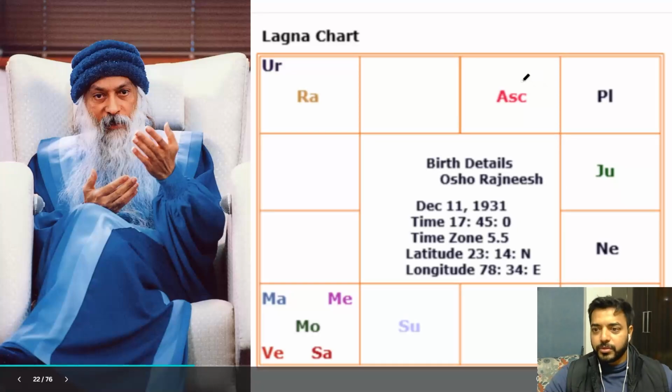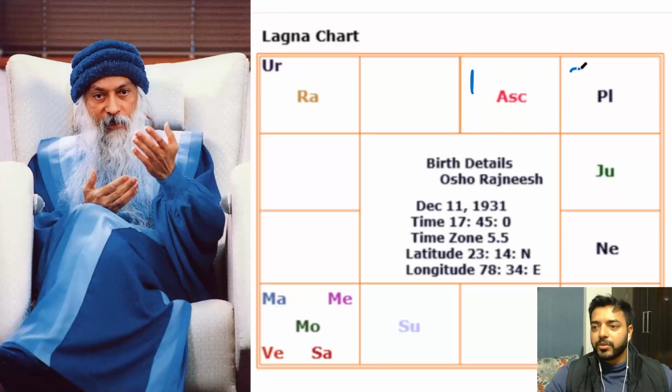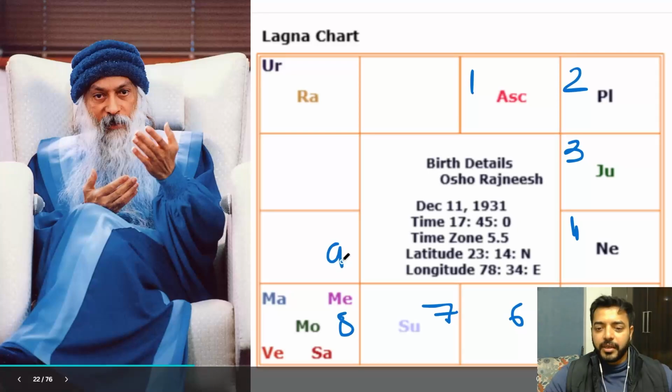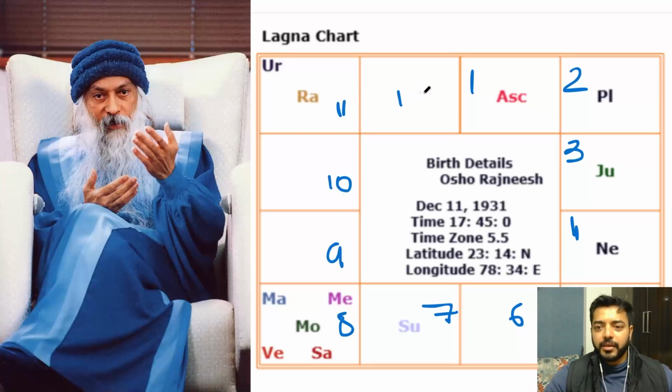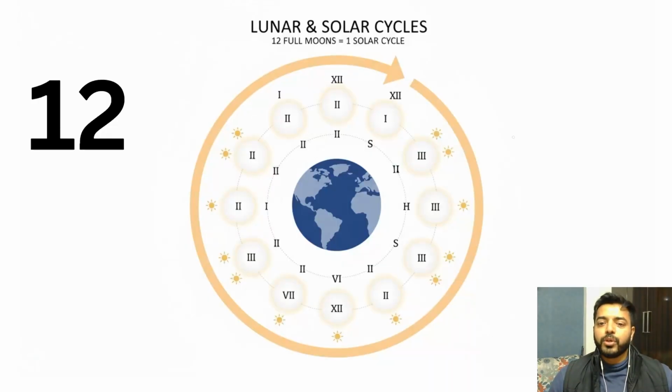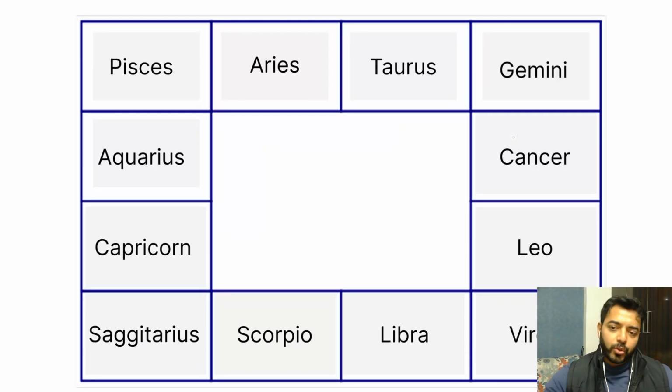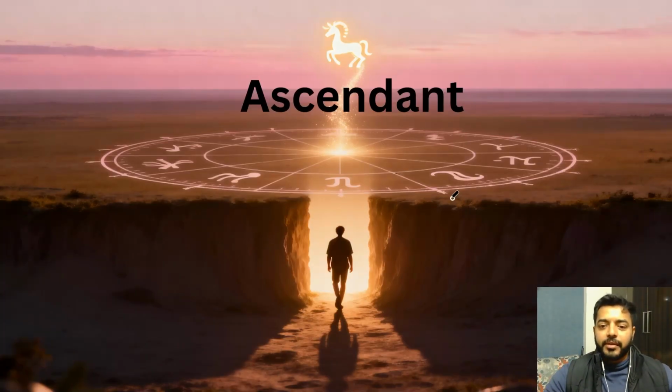So this house is going to be the house number 1, and this house is going to be house number 2. This is going to be house number 3. This is going to be house number 4, 5, 6, 7, 8, 9, 10, 11 and 12. So 12 different houses, but the house counting will always start where ascendant is placed. We'll try to understand what is ascendant in the next few minutes. But the most important thing about ascendant is that the ascendant is always going to be the doorway into this whole chart. So now let's first try and understand a simple definition of what an ascendant is.